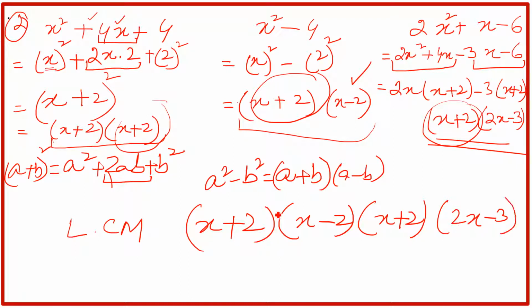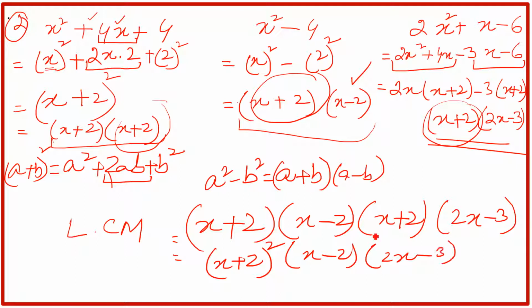This is the LCM. LCM means the common you write one time, and whatever is remaining, you write one time as well. This is x plus 2, x plus 2, so we can write (x plus 2) whole square, (x minus 2) into (2x minus 3). This is the LCM. If someone asks you what the HCF is, HCF is what is common: x plus 2, only one time. This is the difference between LCM and HCF. In HCF you write down only the common, but in LCM we write down all: the common one time, and all the remaining.